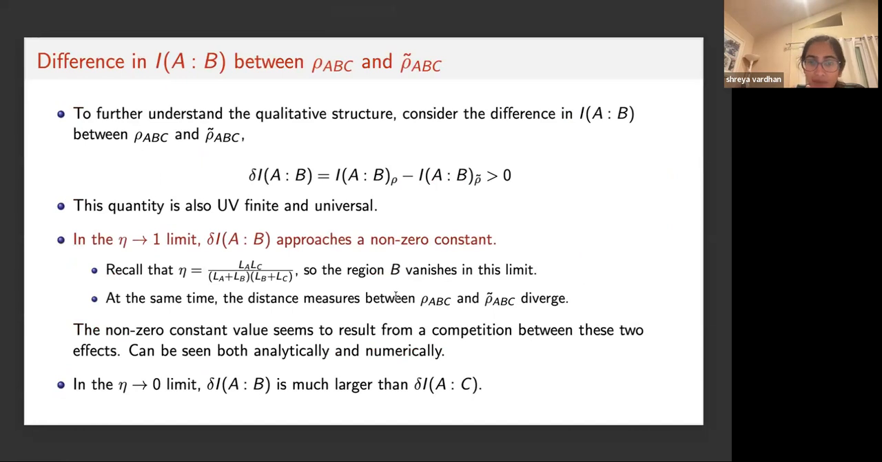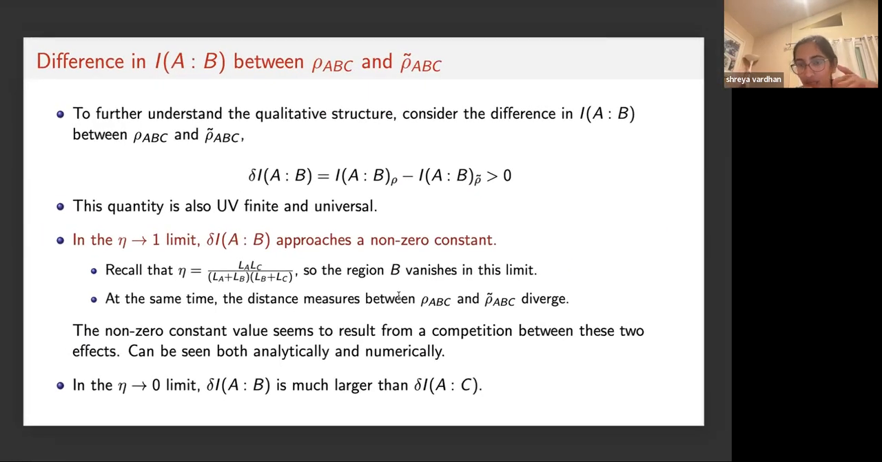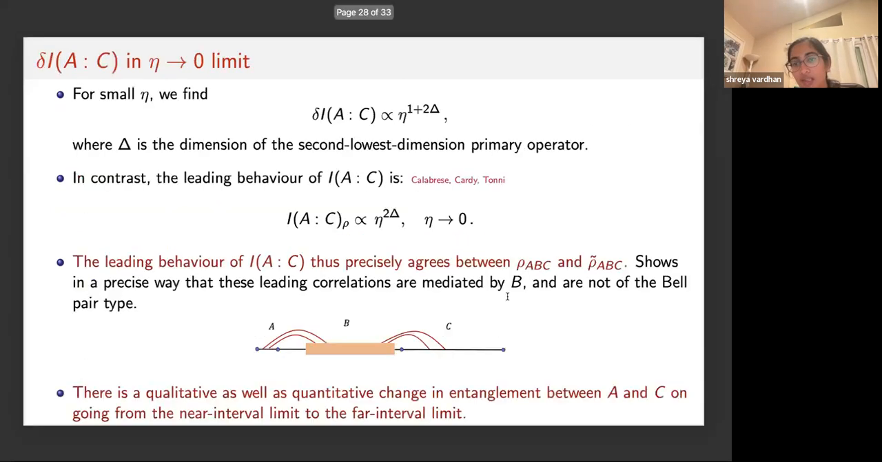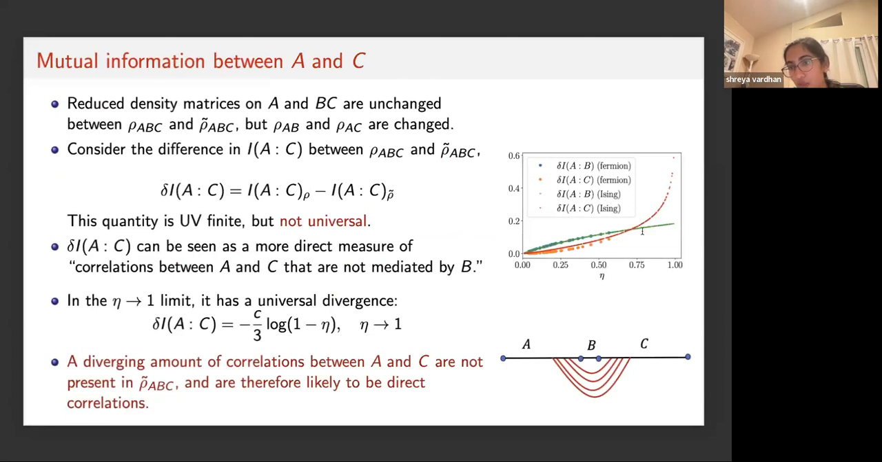And this seems to be happening because of a competition between two effects. One is that B is becoming really small in this limit, but at the same time, the distance between the states rho ABC and rho tilde ABC is diverging. So there seems to be some competition between these two facts. And as a result, this quantity just approaches some non-zero constant value. So unlike the distance measures, it's no longer diverging, but it also doesn't just go to 0.